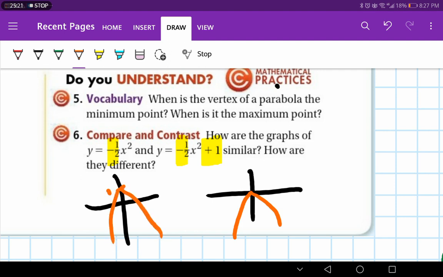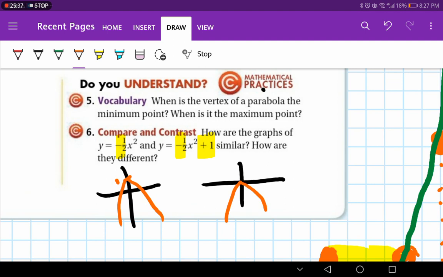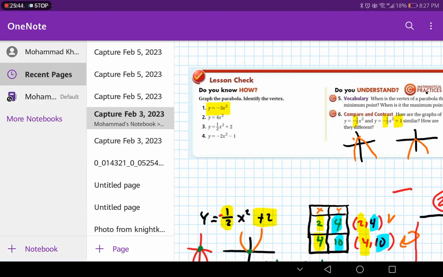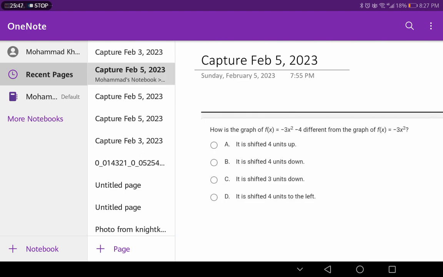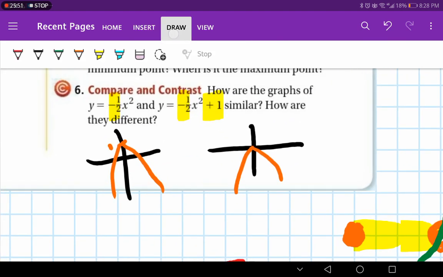Okay, so similar, both of them go down, and different, one of them, the vertex here, sorry. Okay, the vertex in the first one here. Okay, sorry, give me a second, please. I'm almost finished. Okay, thank you. Okay, it is not working.